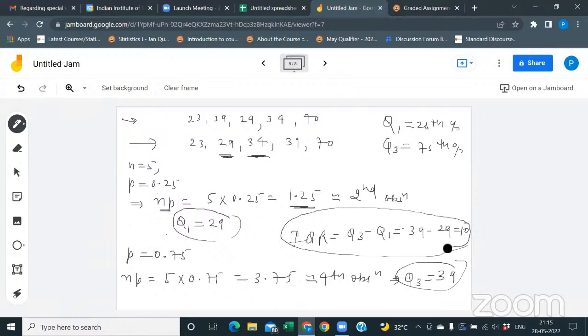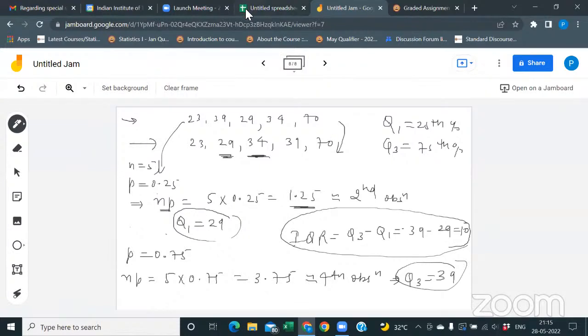Sometimes the mistake we make is that we do not arrange the data in ascending order. We directly start calculating Q1 and Q3, and after that calculate the IQR. That is not correct. The first step is to arrange the data in ascending order. After that, you have to proceed with the further steps.